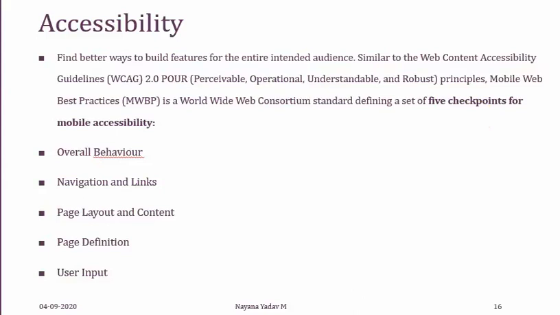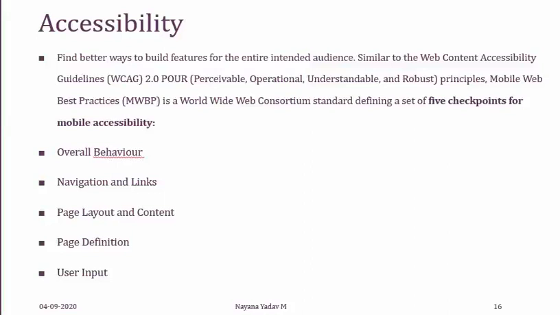The first one is overall behavior. What is the meaning of that? Whoever is accessing or using your application, there must be some guidelines for using it, and it should also be independent of specific device features. If you're going for iPhone, or going to the Play Store, each will have some other features, and Android will have some other features. Those things come under your overall behavior.